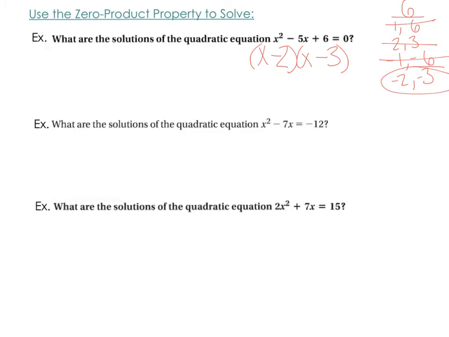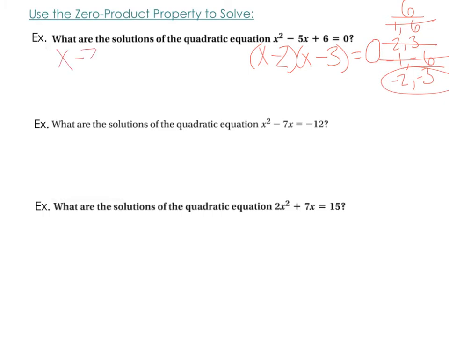So what we're going to do now, this equation is equal to 0. So the zero product property says that I can take each of these and set them both equal to 0 and solve.